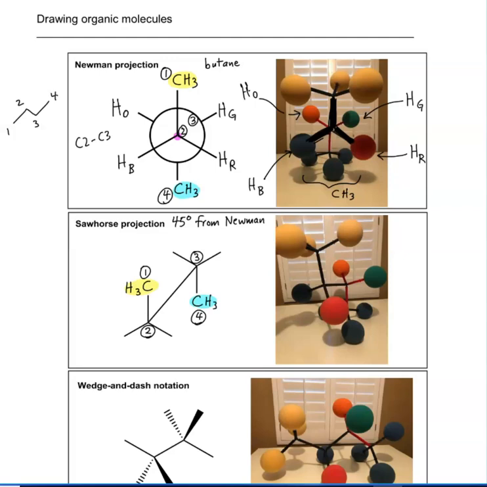So referring to the structure, notice that here's the red hydrogen. So that's going to be over here on the right. Here's the blue hydrogen. That's going to be on the left. Notice that those were the 2 hydrogens attached to carbon 2 in the original Newman projection. And then on the back carbon, we have the orange hydrogen and the green. So on carbon 3, we would draw HO and HG.